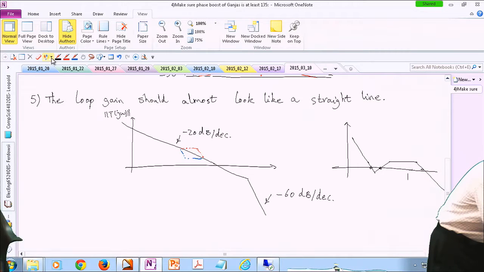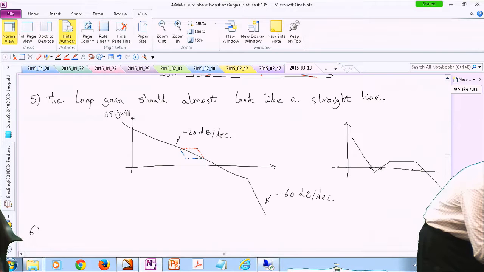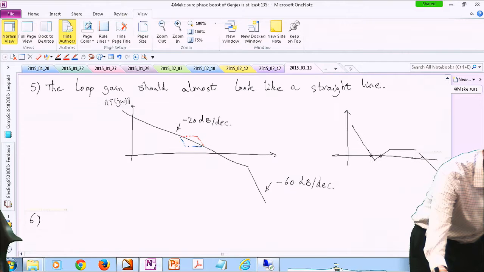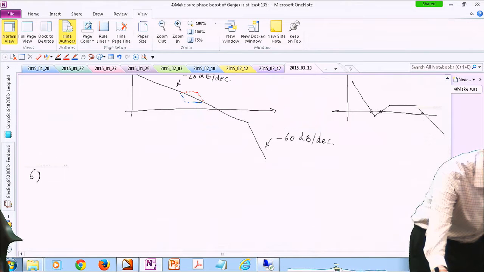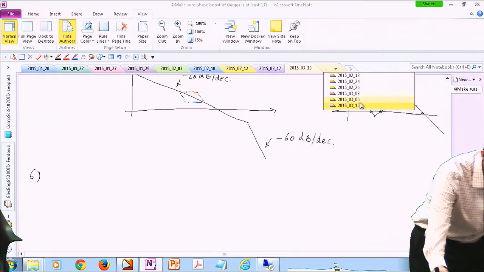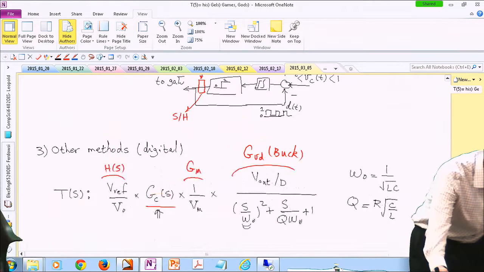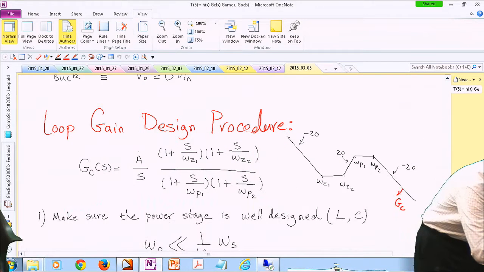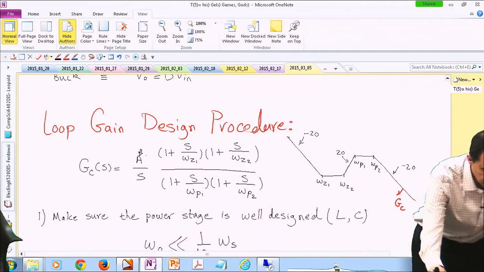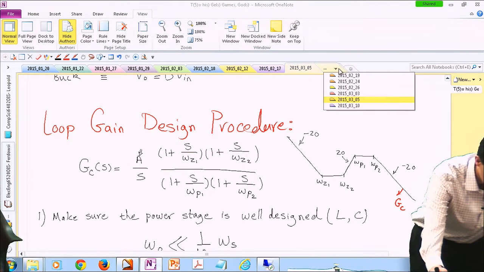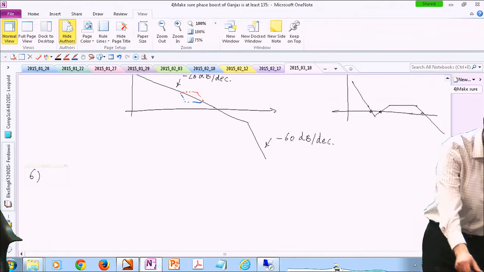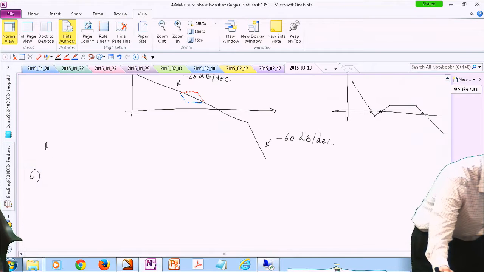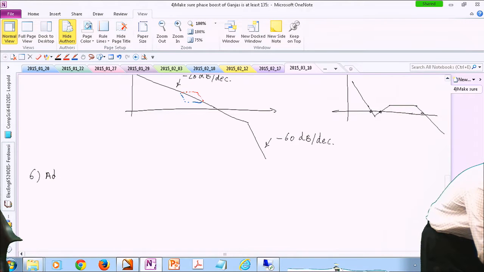So step 6. We talked about the position of the zeros and the poles. We didn't talk about that gain A, which is just a DC gain. Let me show you what I mean. This gain over here. So once you have satisfied all of steps 1 through 5, then you can increase or decrease gain to provide a certain amount of phase margin. So you have to adjust it.